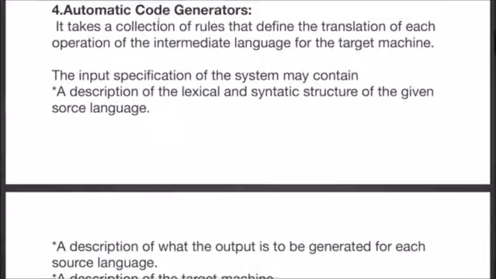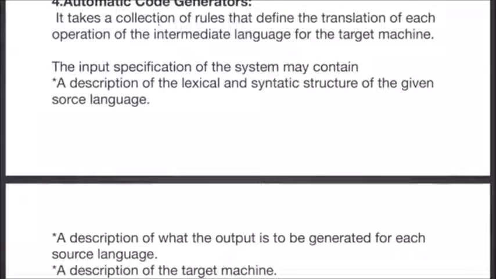Automatic code generators take a collection of rules that define the translation of each operation of the intermediate language for the target machine. The input specification of the system may contain a description of the lexical and syntactic structure of the given source language, a description of what the output is to be generated for each source language construct, and a description of the target machine.